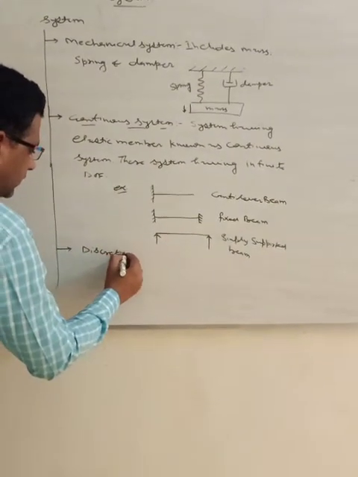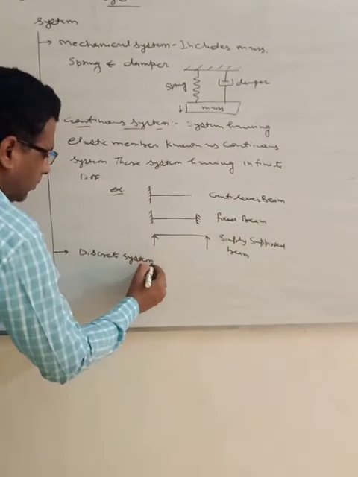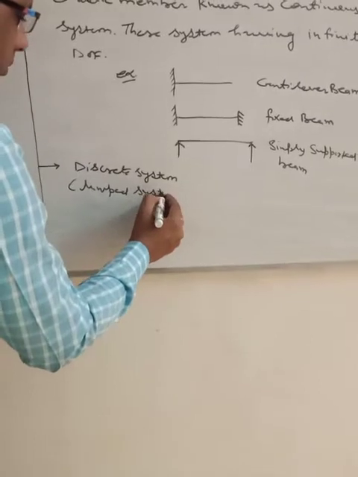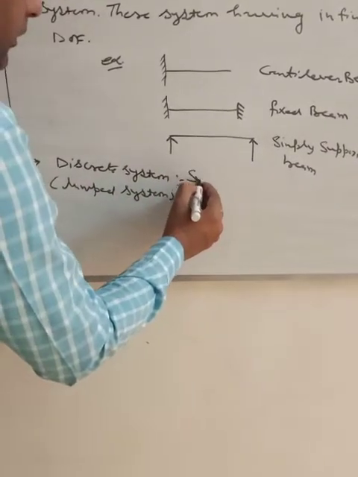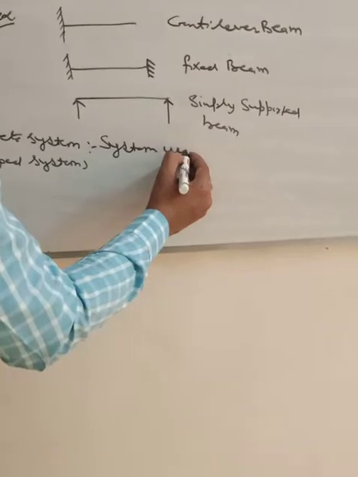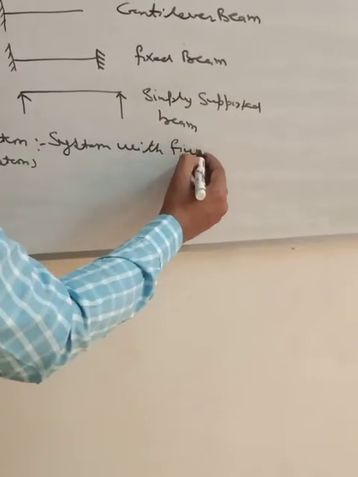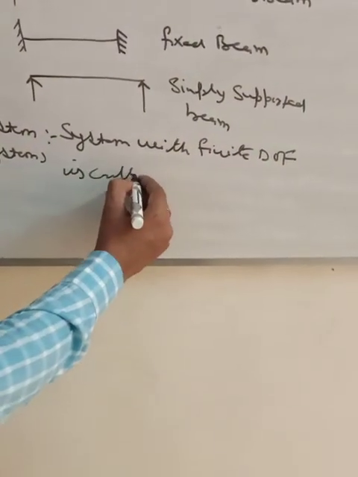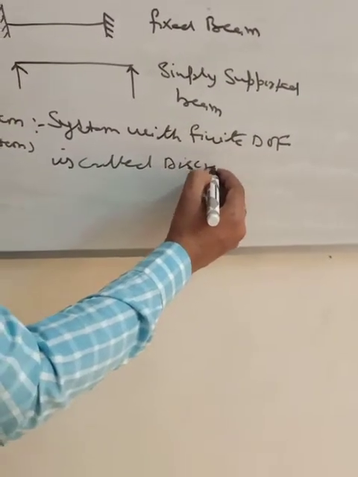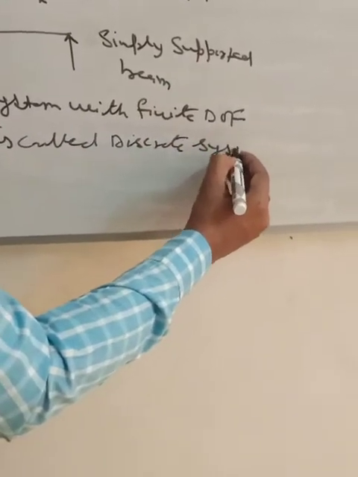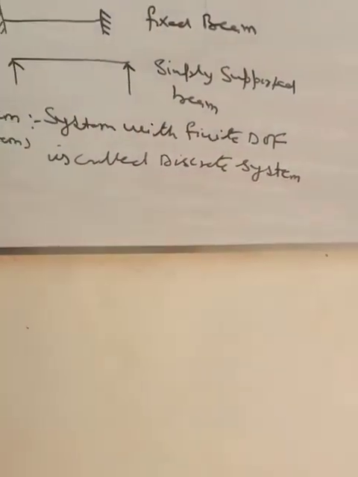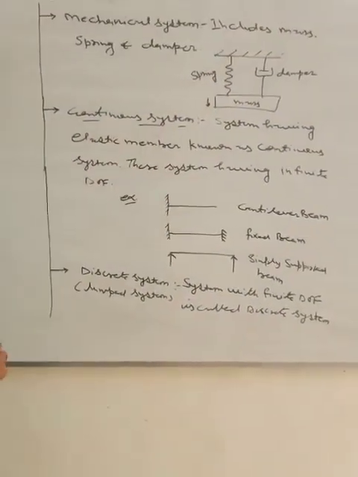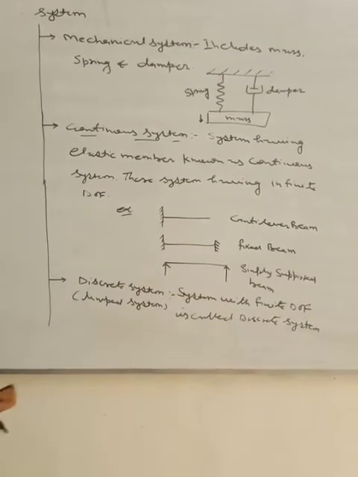Next is the discrete system, also known as the lumped system. A system with finite degrees of freedom is called a discrete system. The discrete system may be any kind of mechanical system with a finite value of degree of freedom.